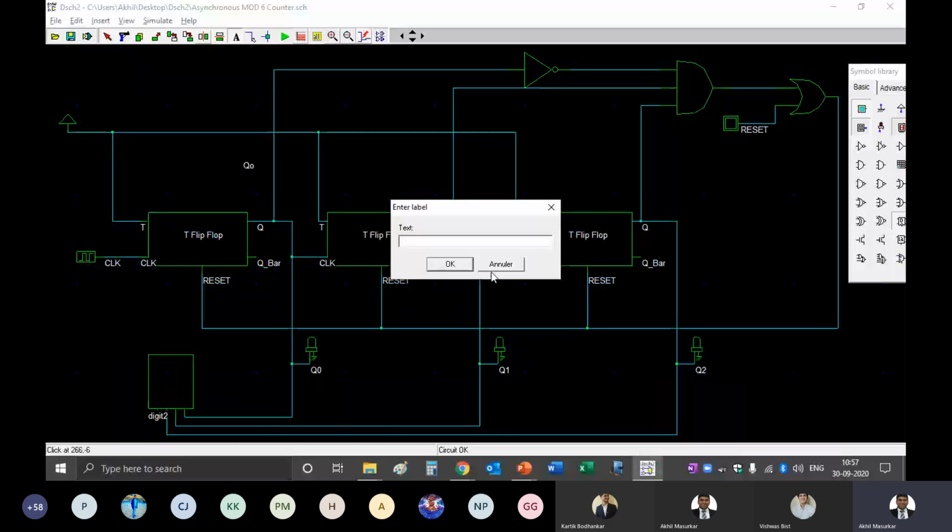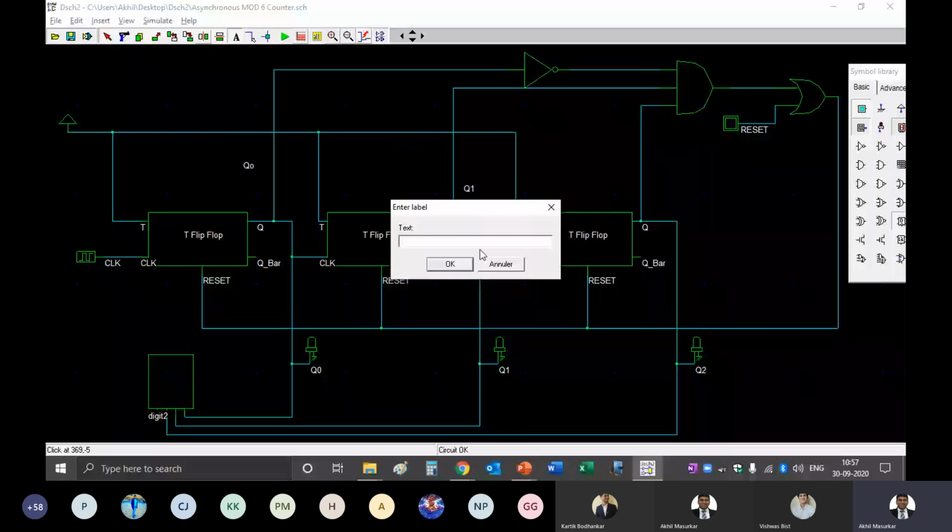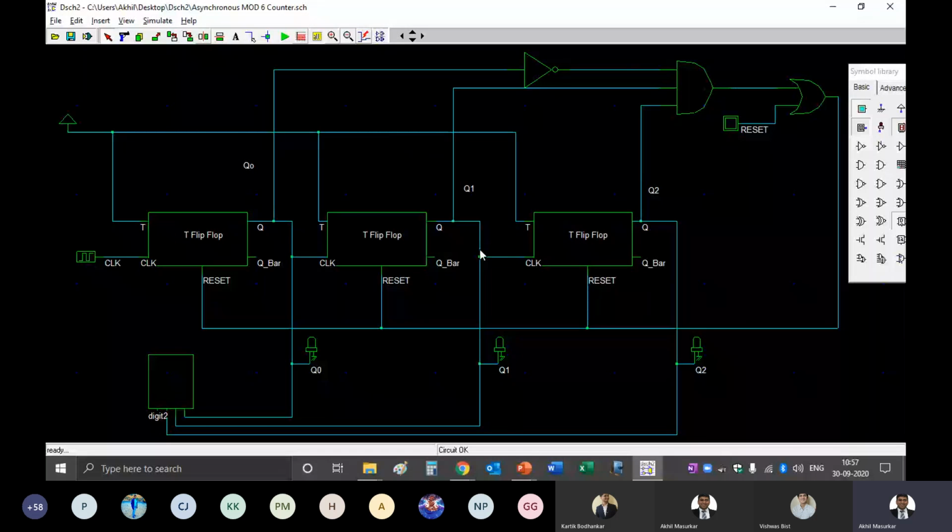Here we can put Q1. Then here we can put Q2. The moment Q0, Q1 and Q2 are 0, 1, 1, the counter resets.